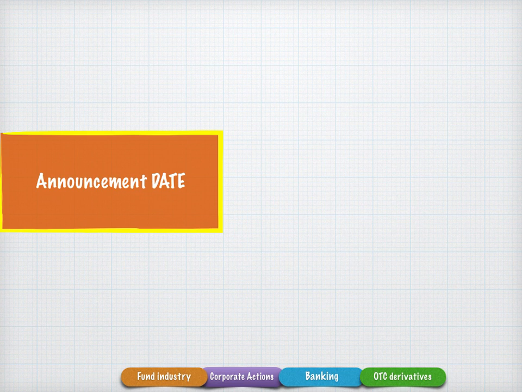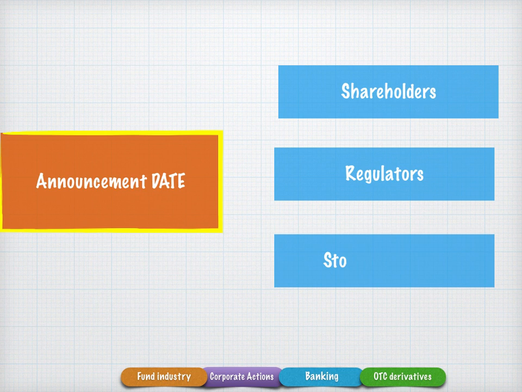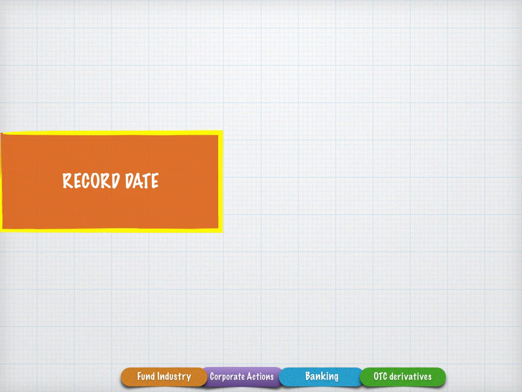What is the announcement date? The announcement date is the date on which the shareholders, the regulators, and the stock exchanges are informed of the corporate action. That means the board has taken a decision, and the board of directors, if it requires the shareholders' approval, has already taken the approval, and it is informing the shareholders, regulators, and stock exchange about this corporate action on the announcement date. The stock exchanges, since they are notified of it, the custodians also will get notification of the corporate action announcement.